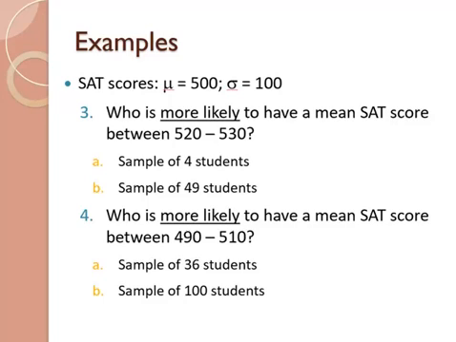So let's just deal with question number 3 here. Who is more likely to have a mean SAT score between 520 to 530? And note that the mean is 500, right? So who's more likely to have a mean SAT score of 520 to 530? A sample of 4 students or a sample of 49 students? What do you think?